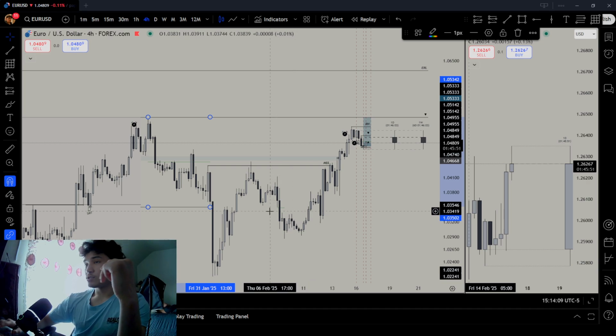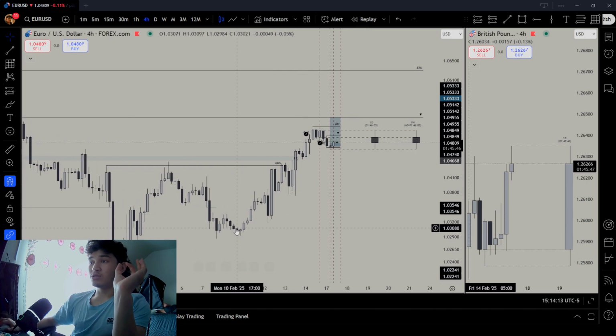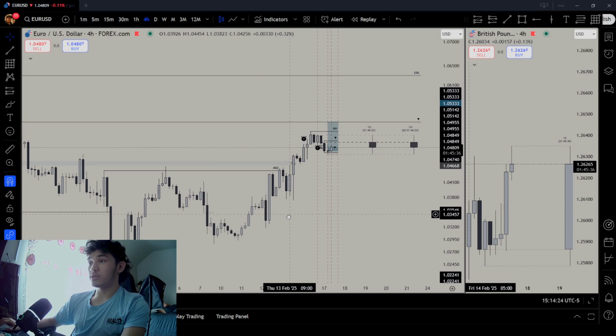Equilibrium is one form of draw on liquidity. Keep that in mind. Don't just use one of them and skip the rest. Make sure you use all of them together. Sometimes you may not find one of them, but you have the rest of the four chilling. So, equilibrium form of draw on liquidity.